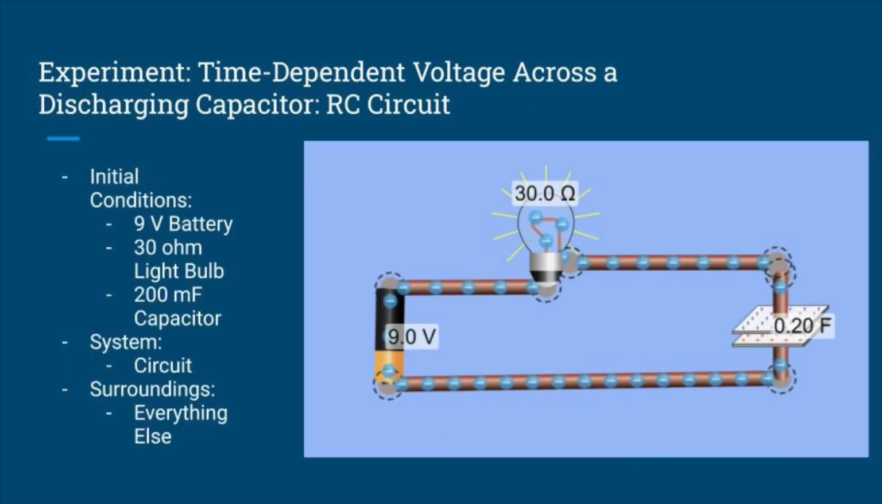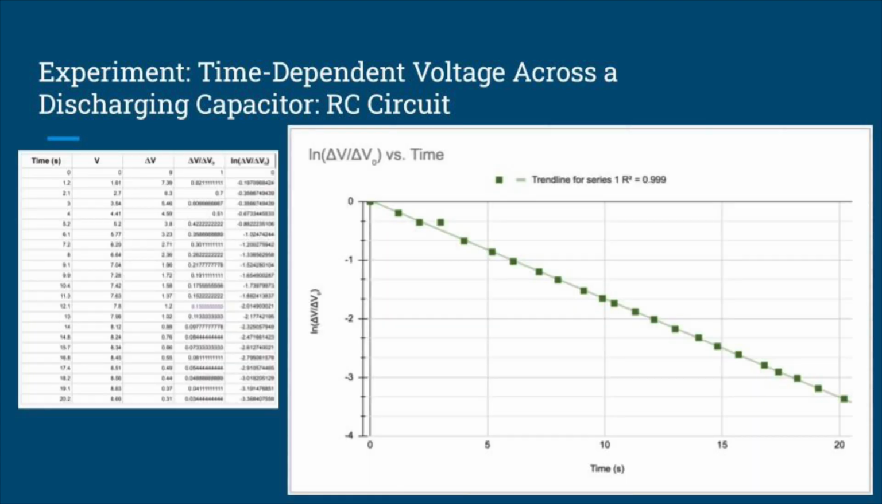For the second part of this experiment, we replace the 10 or 20 ohm light bulb with a 30 ohm light bulb, but our other factors remain the same, with a 9 volt battery and a 200 millifarad capacitor, system, circuit, surroundings, everything else. Here you can see the data we collected from this experiment and the graph, which is a linear relationship.